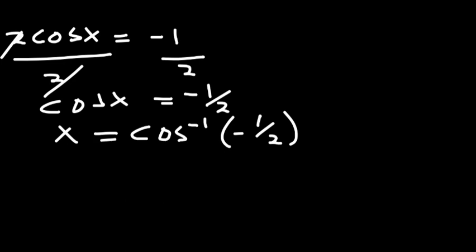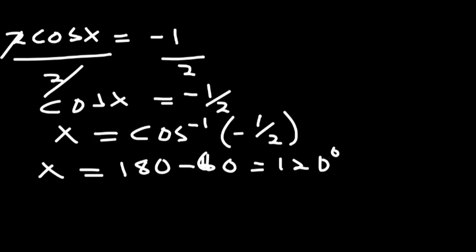To find the angle in the second quadrant, what we do is 180 minus the reference angle. Our reference angle is 60, so 180 minus 60 is equal to 120. So 120 degrees. What is 120 degrees in radians? It is the same as 2 pi over 3. So that's one of the solutions, and this angle is in the second quadrant.